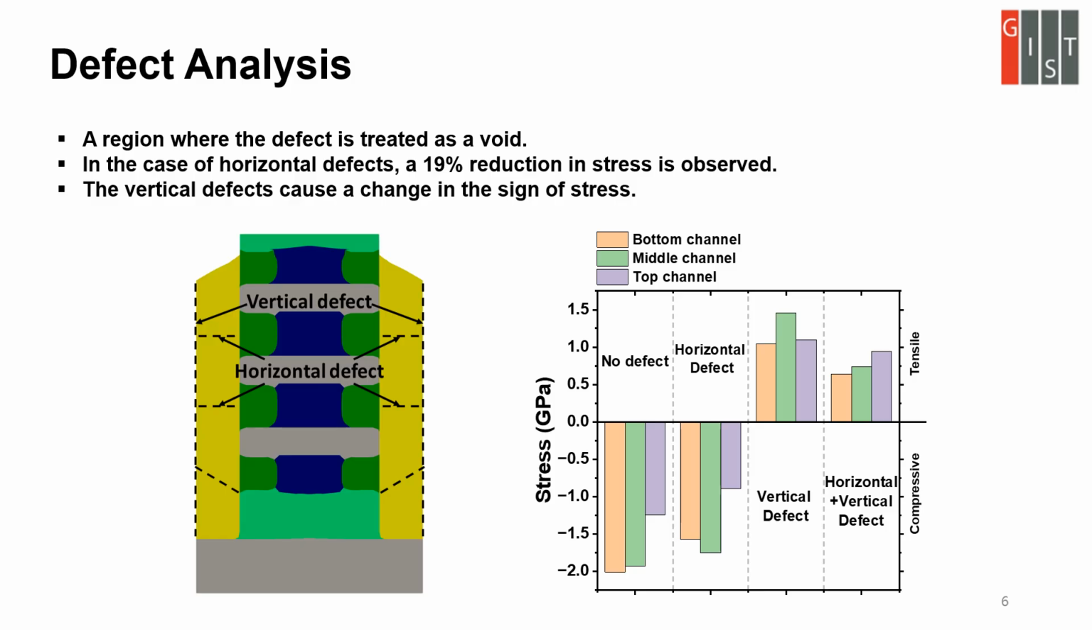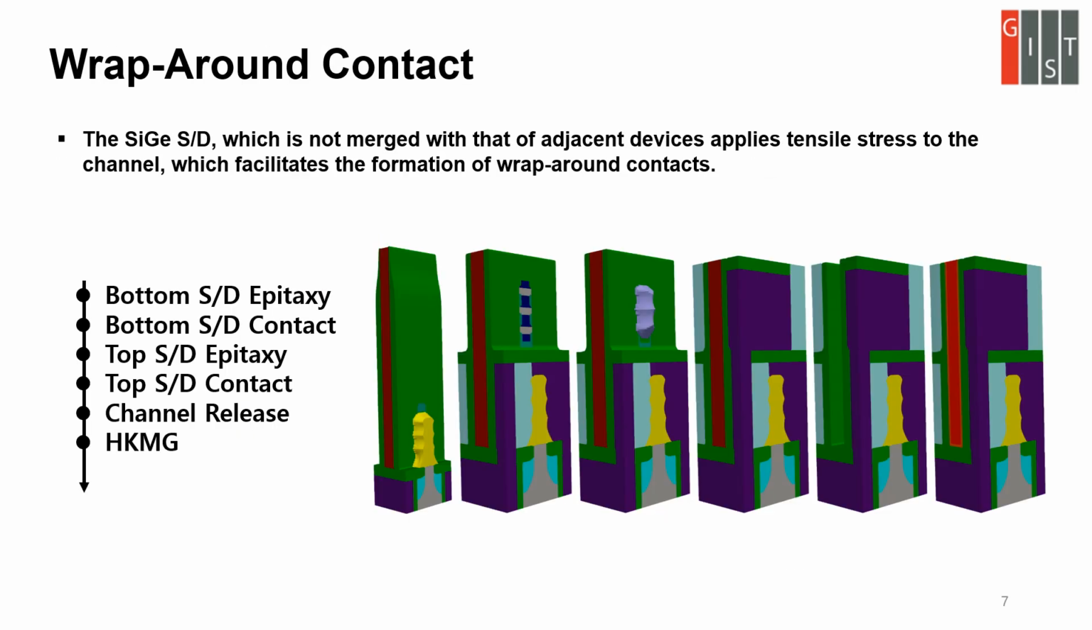When considering inverter operation alone, it is preferable for PMOS and NMOS to have balanced drive strength. However, in applications such as SRAM, having a stronger pull-down strength is advantageous. To use this, we designed an NMOS structure where the source drain is not merged with that of the neighboring device. This naturally forms a wraparound contact, reducing contact resistance. For the bottom tier, we also used wraparound contact, but surrounded one side of the source with dielectric material to maintain spacing between metal lines.